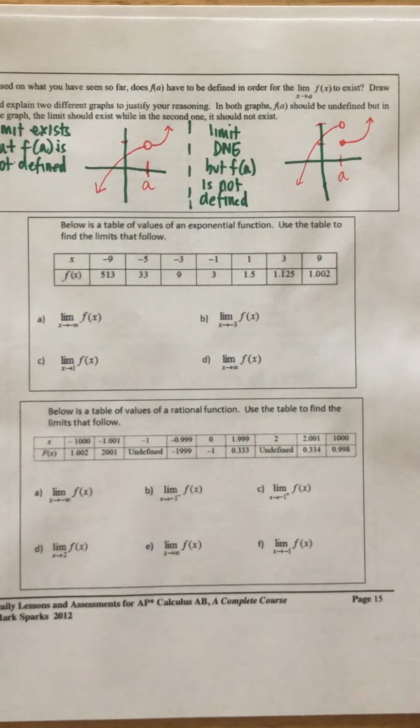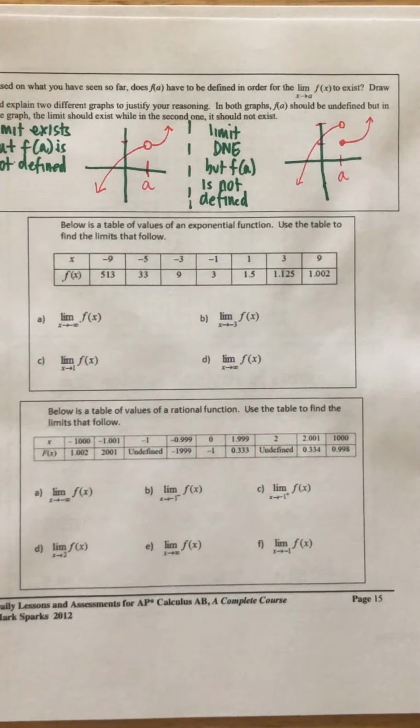Okay, so removable point discontinuities, those are going to be where you have your limits. Jump ones, those are going to be where you don't have your limits. All right, so here's what I'm going to do now. This is great. I have just a table of an exponential function. I don't have the graph. We're just going to quickly find the limits, okay?